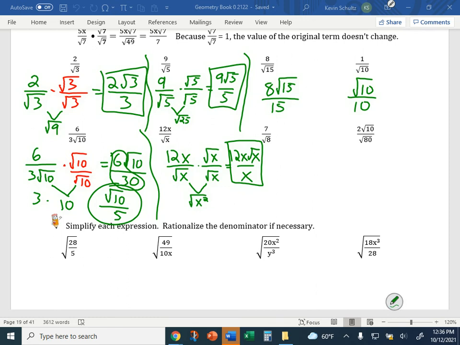Folks, before you start, hold on. Question was asked about the last one here, the 2 root 10 over root 80. What would you think to do first here? That would make your life a little bit easier. Michael? Why can we do that? Because they're both under a root. Okay. What is the root 10 over root 80 simplified to be here?